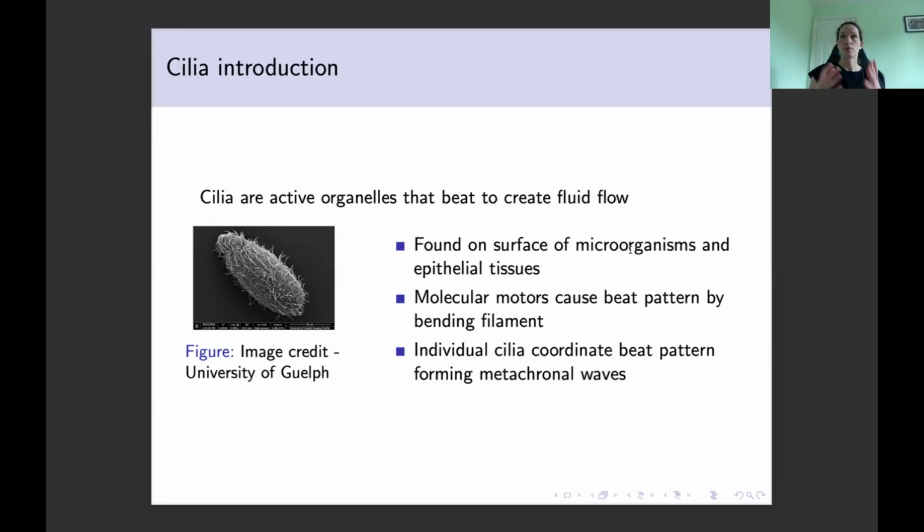So the question is, if the motors that make this thing move are within the filaments, how do the neighbors know how to talk to each other? The motors are very much separated from each other because they're within those filaments.